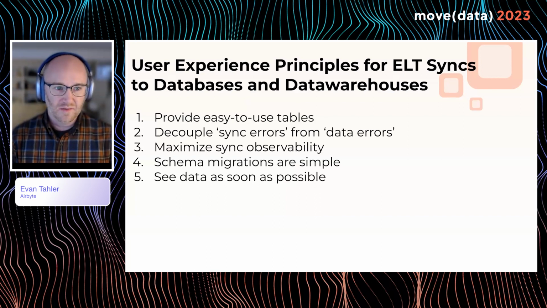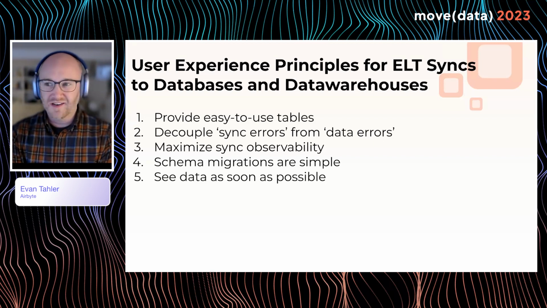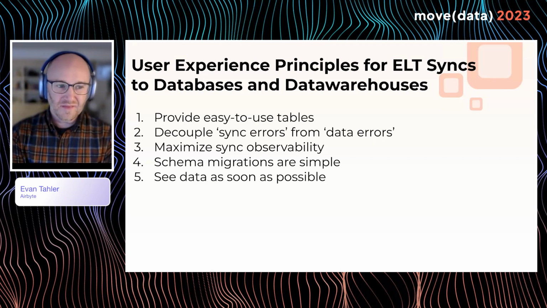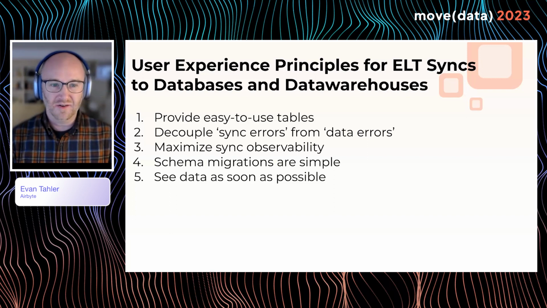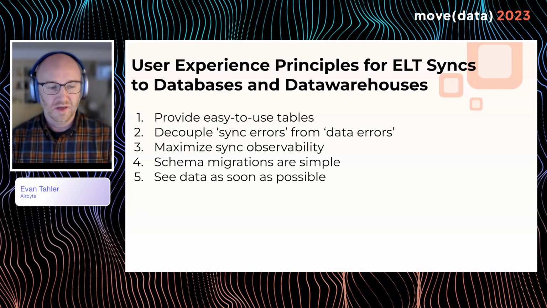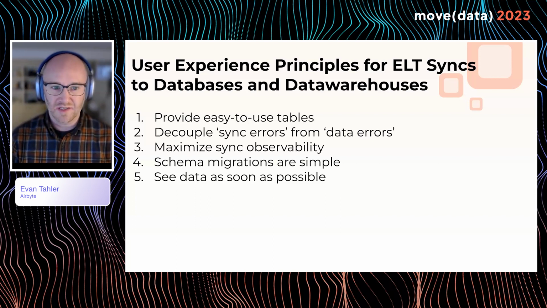And these are: 1, make the tables easy to use. Of course, the primary goal. And we'll get into what that means in a little detail. Second, we wanted to decouple sync errors from data errors. Sync errors mean we had trouble moving the data, and data errors means that something went wrong in the final destination. Maybe the data was too big or the wrong type. We want to maximize observability. We want to make schema migration simple and fast. And again, we wanted to make data appear in its final form as quickly as possible so folks could use it.